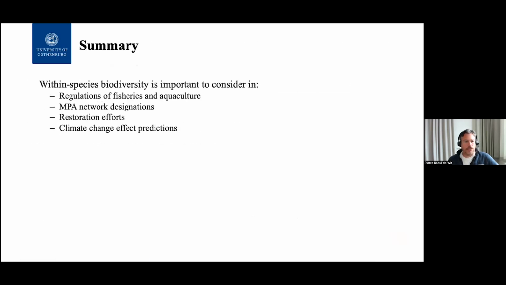So to summarize, within species biodiversity is important to think about when you regulate fisheries and also in aquaculture, especially in aquaculture where you tend to move organisms around. It's important for generating marine protected area networks. It's important for restoration, like I hinted at with the eelgrass. And it's also really important when it has to do with predicting the effects of climate change.